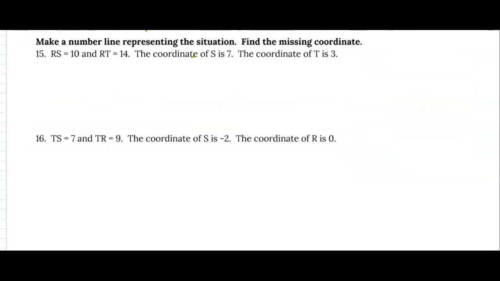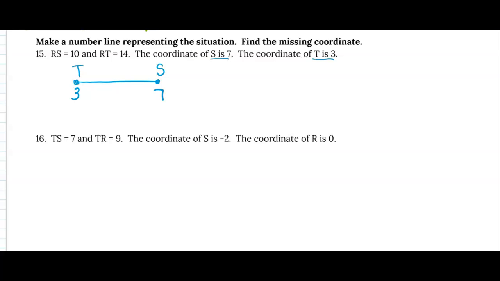Now looking ahead to number 15. We have that RS is equal to 10 and RT is equal to 14. The coordinate of S is at 7 and the coordinate of T is at 3. So I would start with my coordinates here. I know that S is at 7 and T is at 3. Number lines always go in the same direction. So for positive numbers, the 3 has to be lower than the 7. So that means S has to be here and T has to be here.